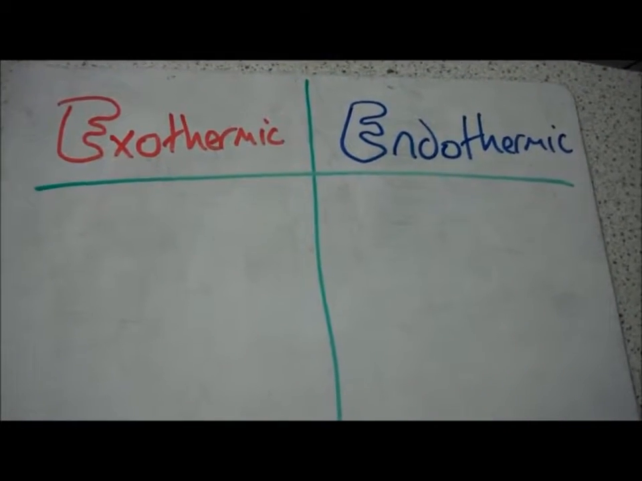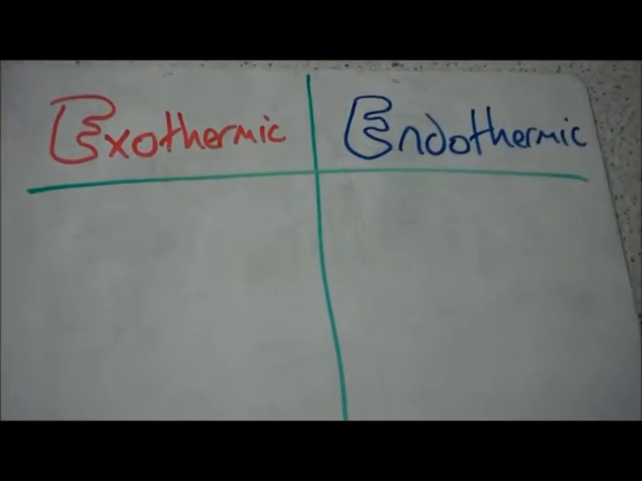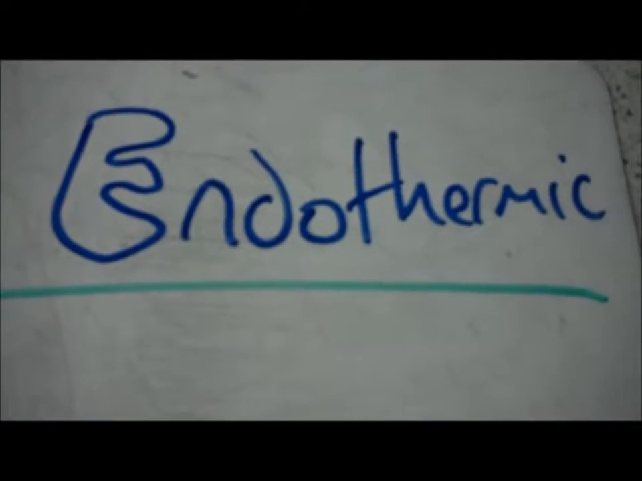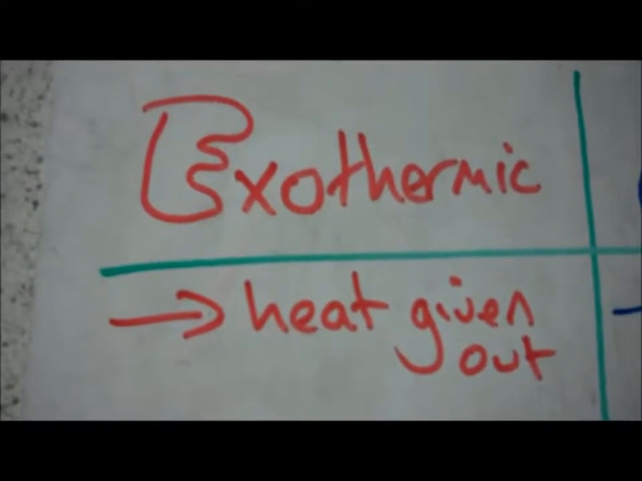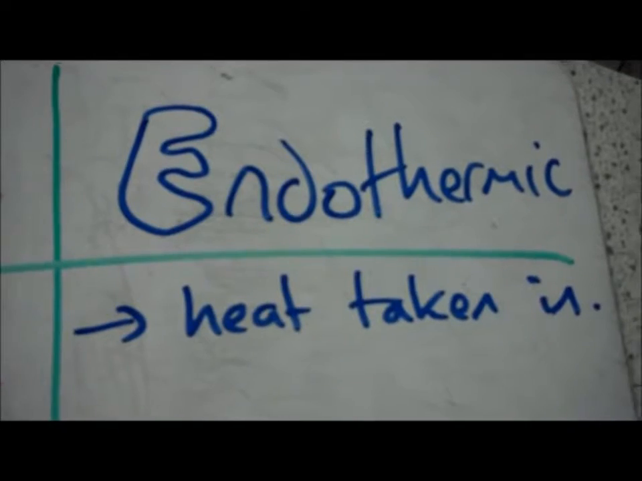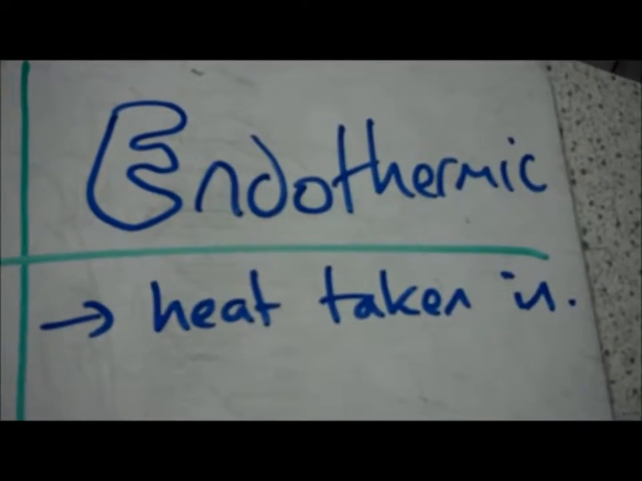There are two different types of energy changes when a chemical reaction occurs. One of them is exothermic and one of them is endothermic. In an exothermic reaction, heat is given out, which means the temperature goes up. In endothermic, the heat is taken in and the temperature goes down.